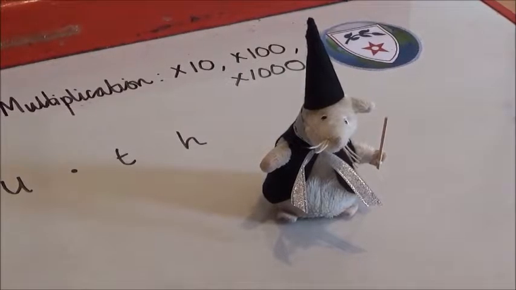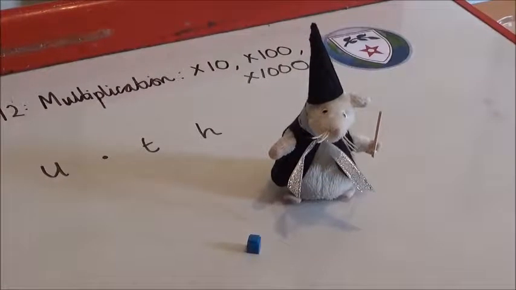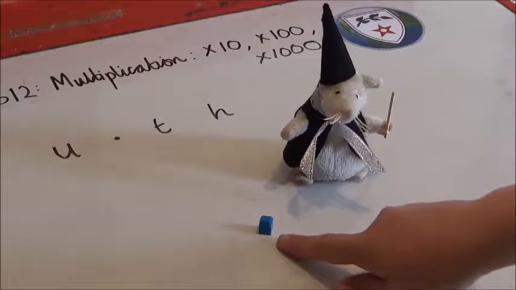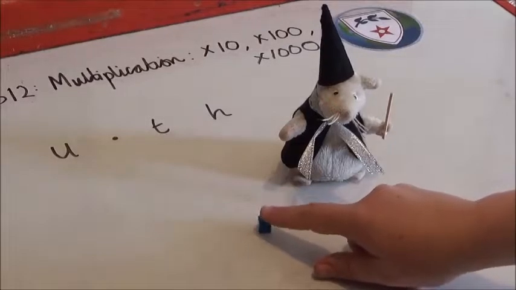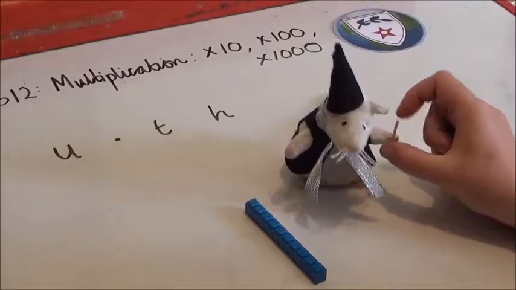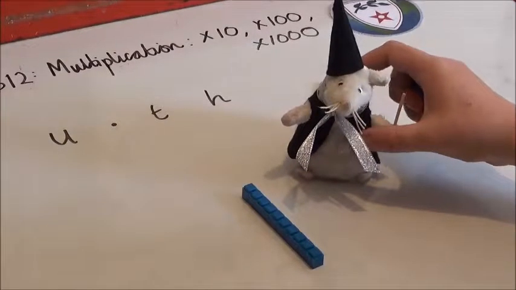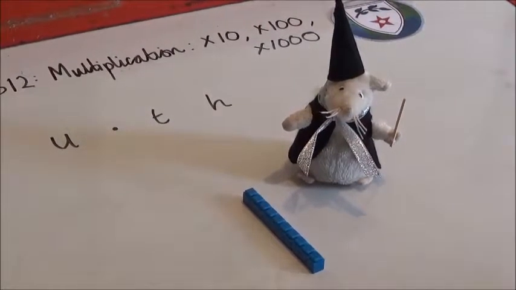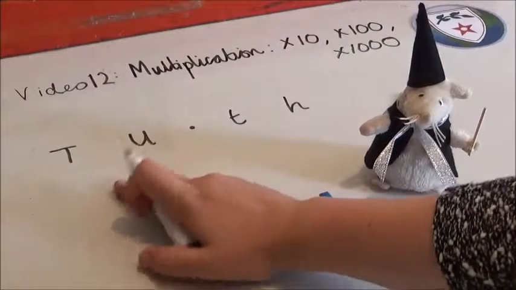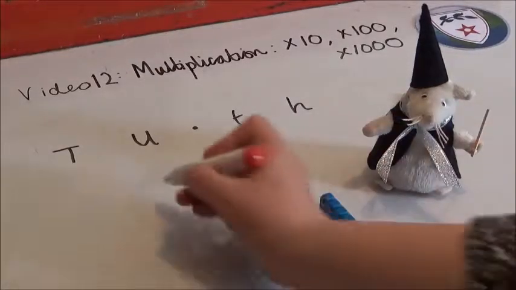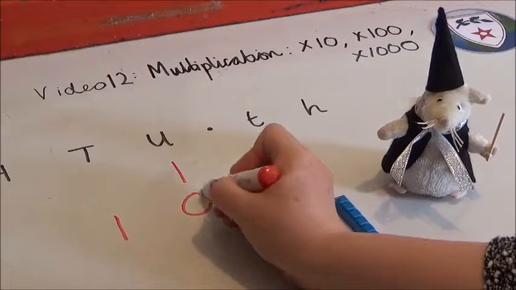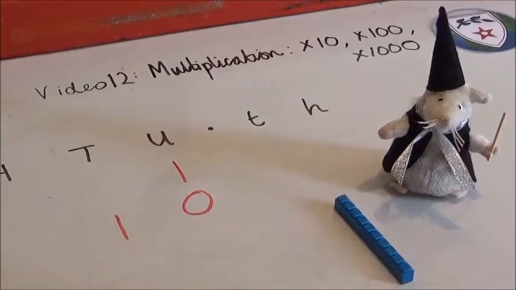So, if I had one unit, and Magic Merv made it 10 times bigger, it would be 10 of these. So Magic Merv has made it 10 times bigger. If I write down there, I had one, I made it 10 times bigger, it moved up the place value position, and we got the number 10.